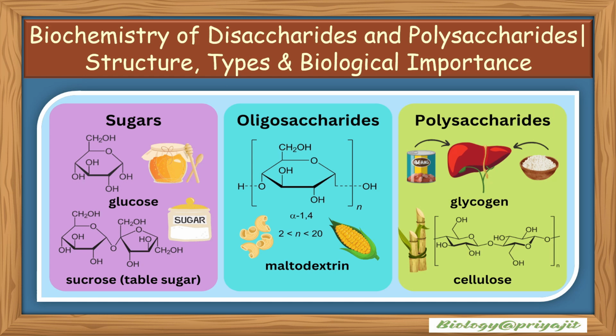Polysaccharides, on the other hand, are complex carbohydrates formed by the polymerization of many monosaccharide units. Examples include starch and glycogen, which are the energy storage polysaccharides, and cellulose and chitin, which are the structural polysaccharides. Their structure can be linear or branched depending on the type of linkage present, whether it is alpha or beta glycosidic bonds. These macromolecules play vital roles in energy storage, structural support and biological recognition in living organisms.